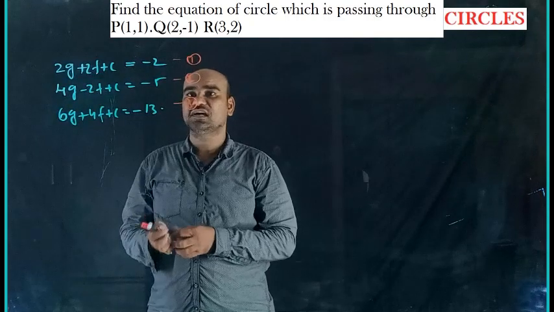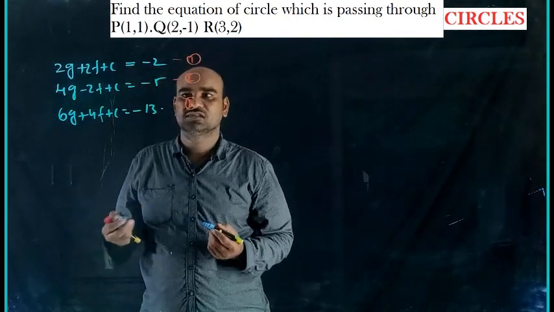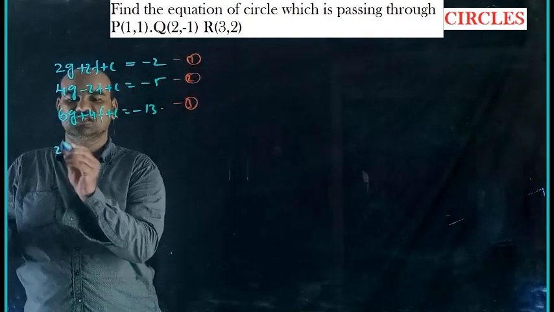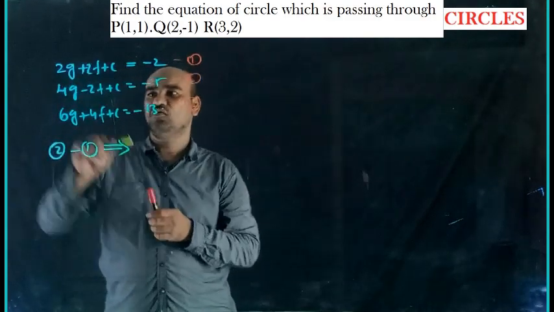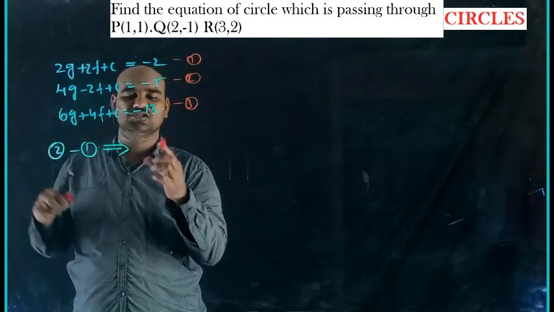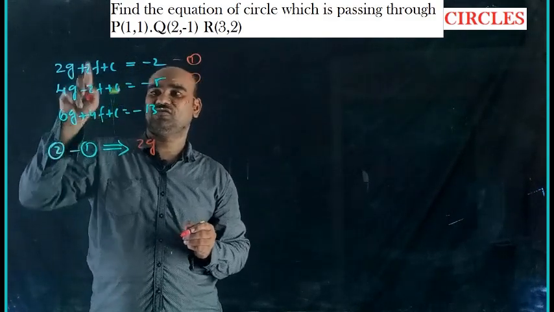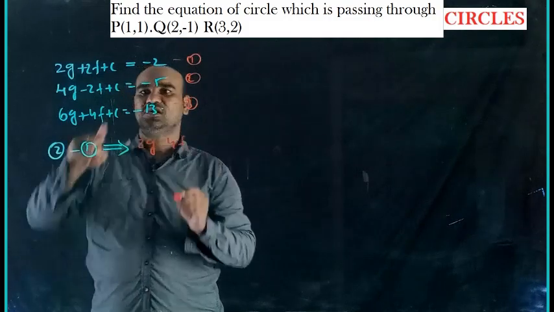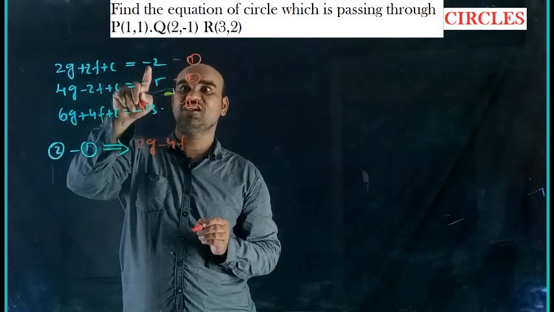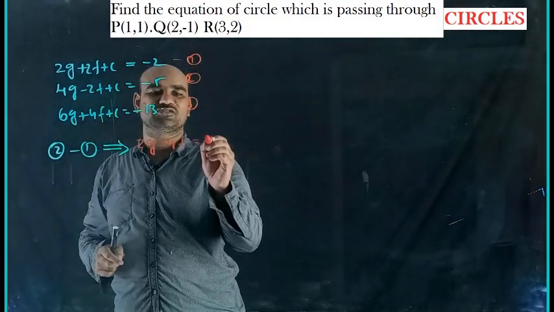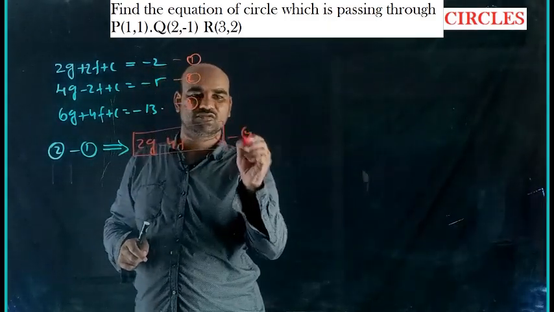Okay children, we got 3 linear equations in 3 unknowns. We can solve. So observe here, second equation minus first equation implies 4g minus 2g, 2g, minus 2f minus 2f, minus 4f, plus c minus c, 0, equal to minus 5 minus of minus 2, minus 5 plus 2, minus 3. So this is another equation. I can call this as 4.